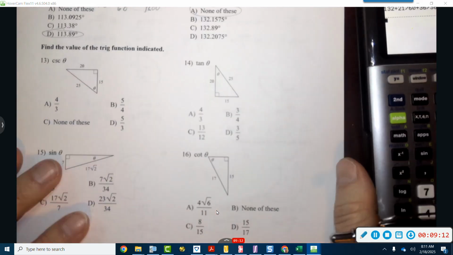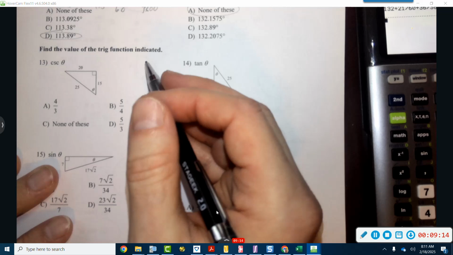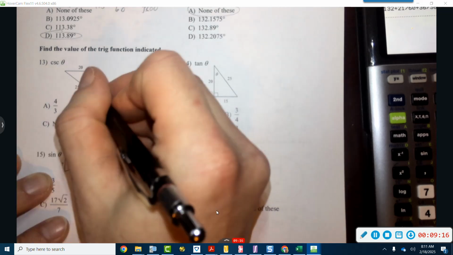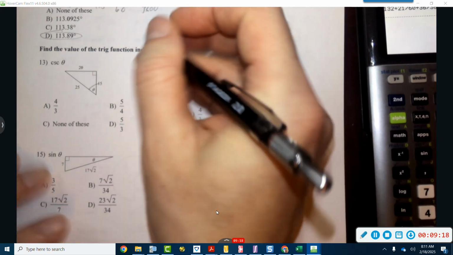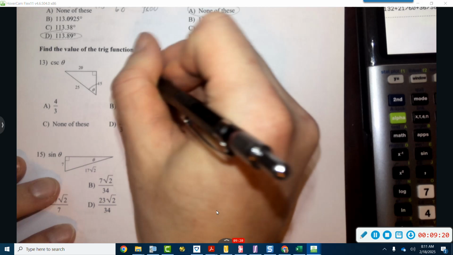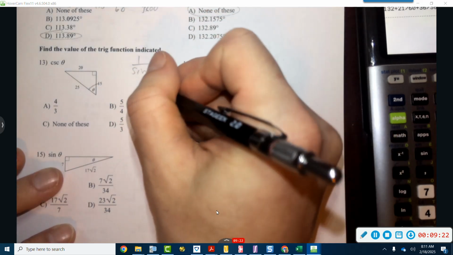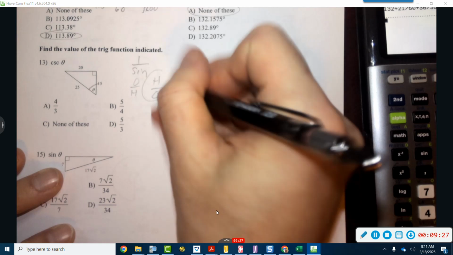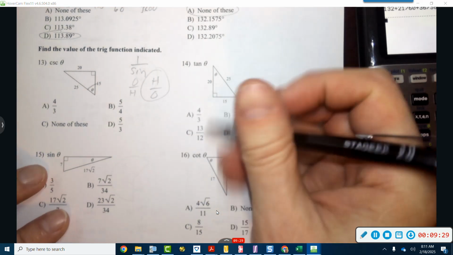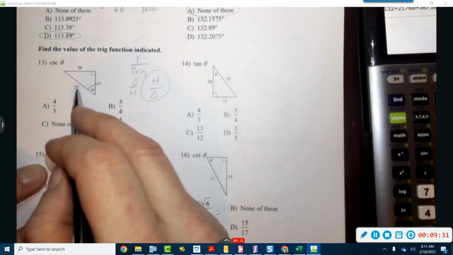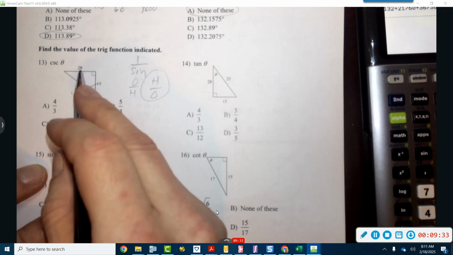All right, so now find the value of the trig function indicated. Well, if we're going to go cosine from here, cosecant. Cosecant is actually 1 over sine. So this means what used to be O over H is now H over O. So take a second to just figure that out. And H here is 25, and 25 over O is going to be over 20.